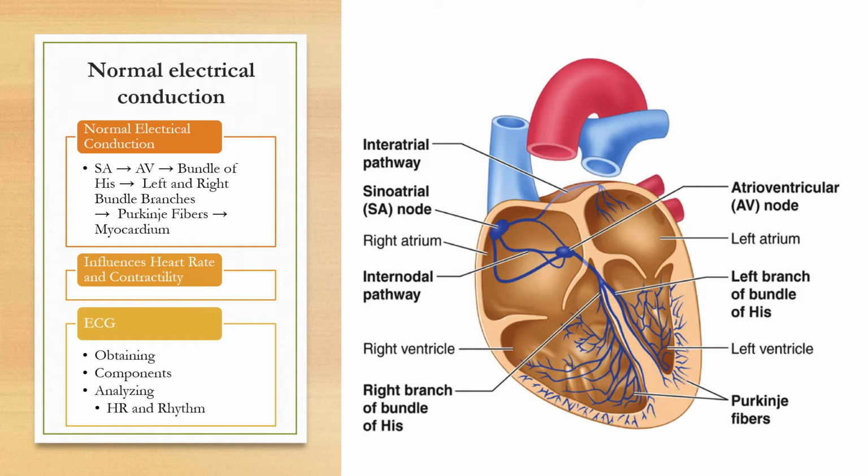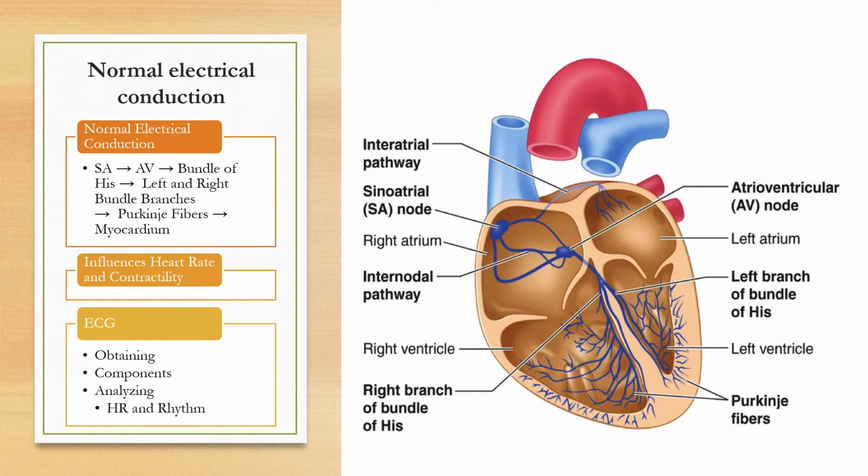Anyway, the SA node is where the electricity is generated spontaneously, this little bundle of nerves, and then it travels right across the atrium, both atria, left and right. So we could call it the interatrial pathway, which is what's seen here.